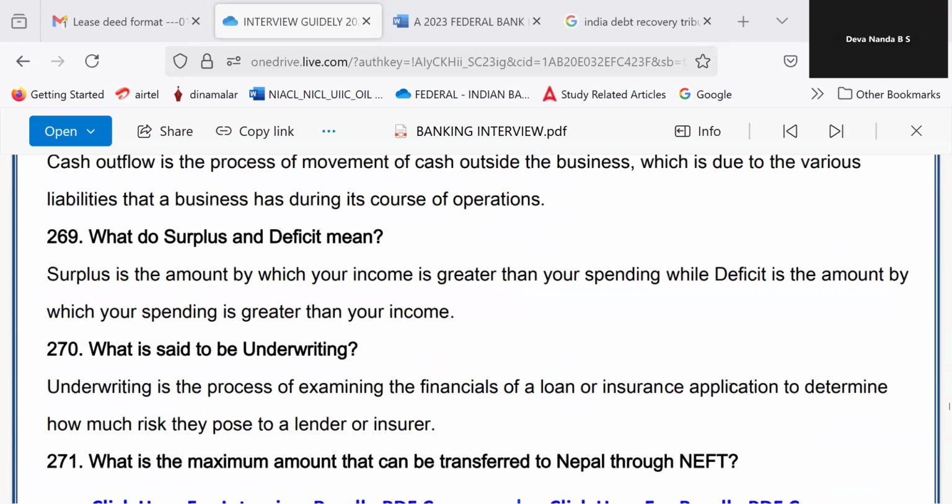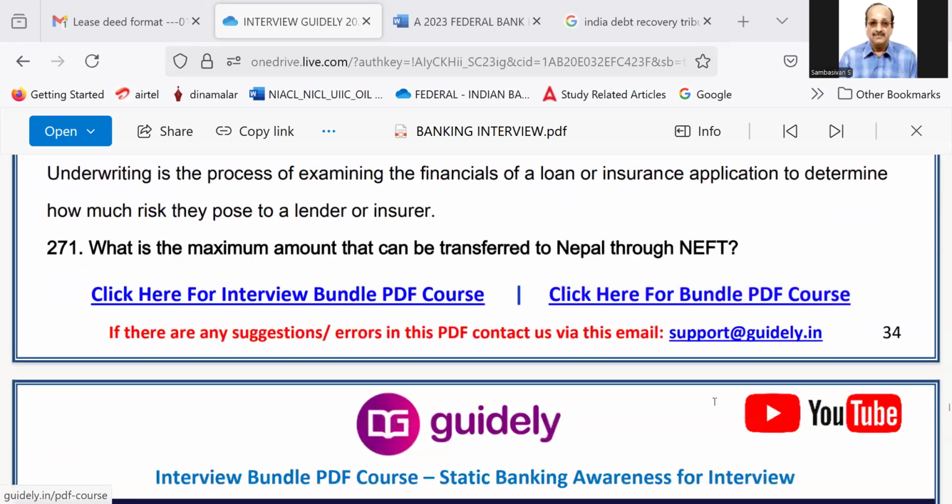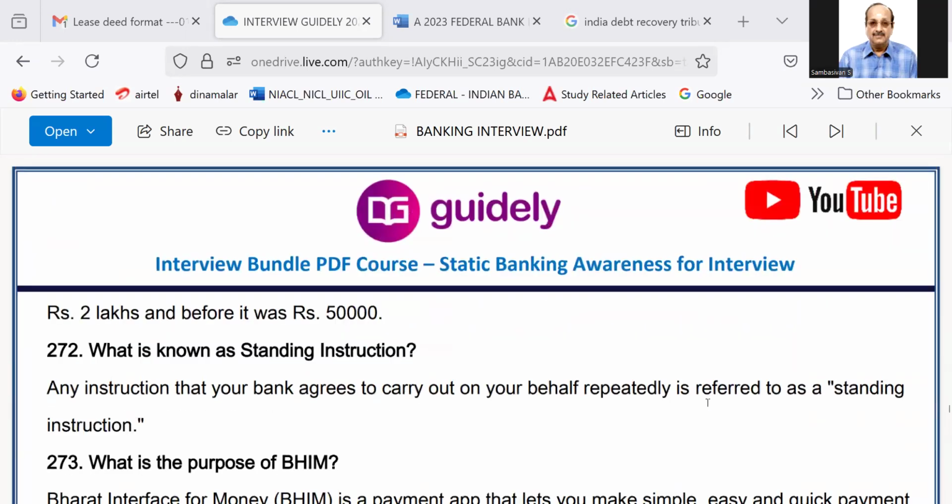271. What is the maximum amount that can be transferred to Nepal through NEFT? 2 lakhs, and before it was 50,000. Yeah, now it is 2 lakhs. Okay, continue.